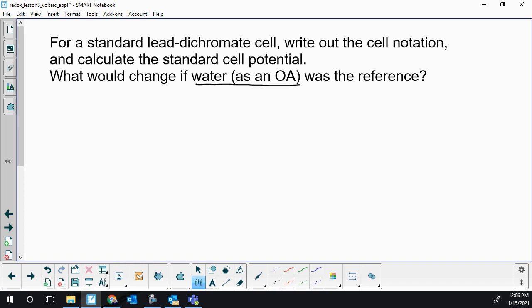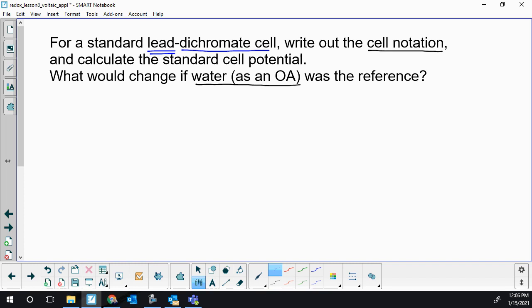So I'm going to start with the cell notation. That's the first question. So I have a standard lead ion and solid lead dash dichromate cell. Okay? And the word standard is applying to both pieces. So even though it only says dichromate, we have everything in this dichromate half reaction. Okay? It's a short form. It makes it easier to convey whole half reactions without writing out dichromate, acid, chromium, water. That takes longer.